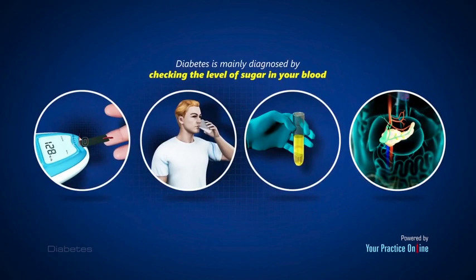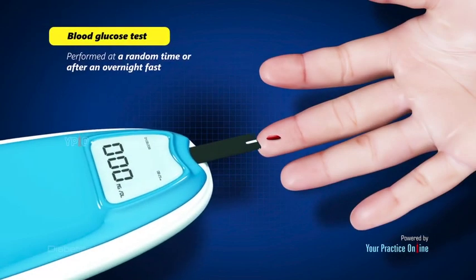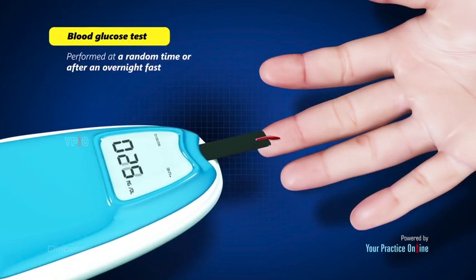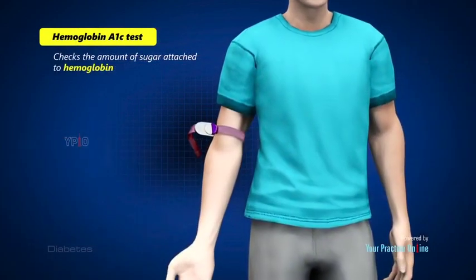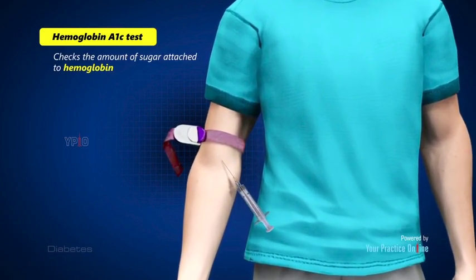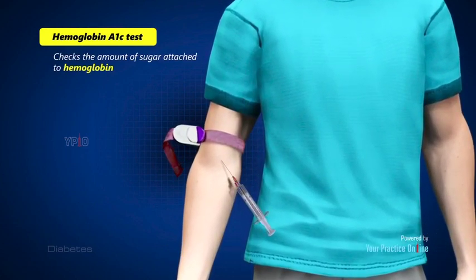Diabetes is mainly diagnosed by checking the level of sugar in your blood. A blood glucose test may be performed at a random time or after an overnight fast. Hemoglobin A1C is a test that checks the amount of sugar attached to hemoglobin, the oxygen-carrying protein in red blood cells.